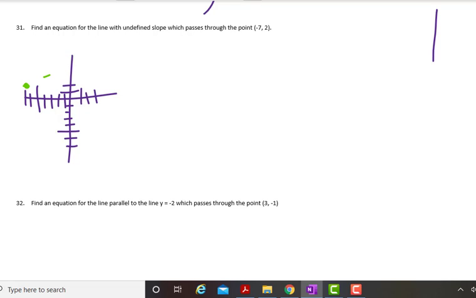That's our -7, 2. And then what we know about undefined slopes is that they are vertical lines. Now, a vertical line, notice that the x value always stays the same. So vertical lines have undefined slopes, and they are defined by x equaling the x-intercept, which in this case is -7.